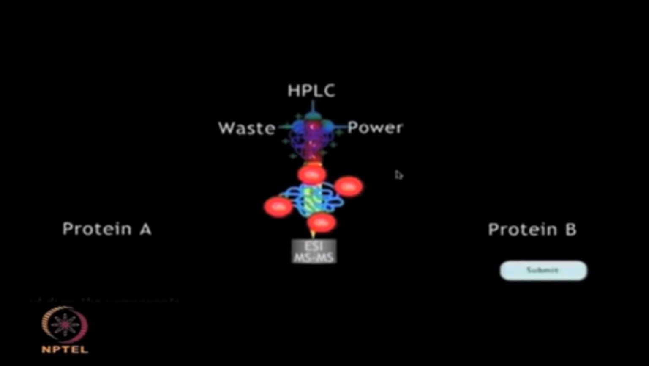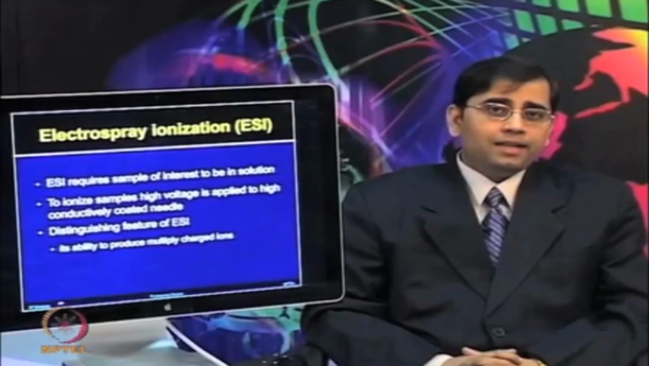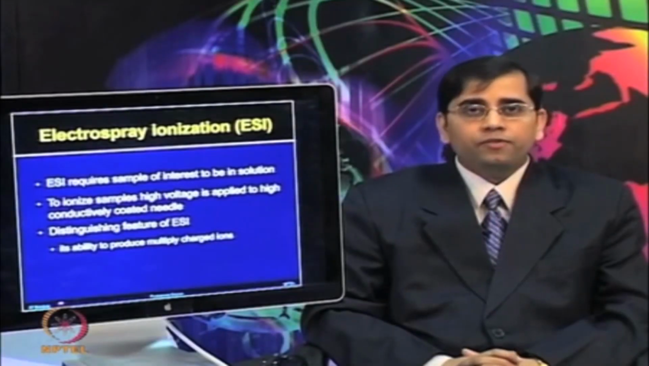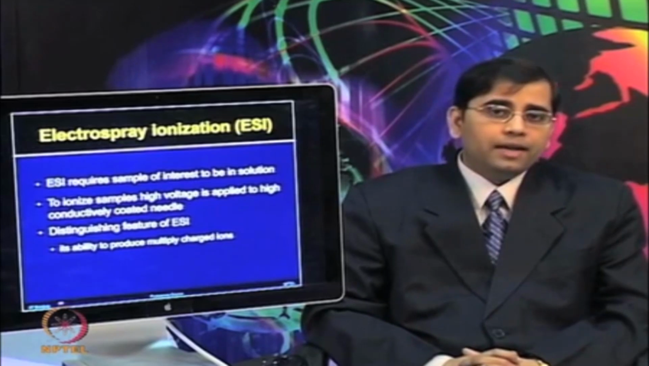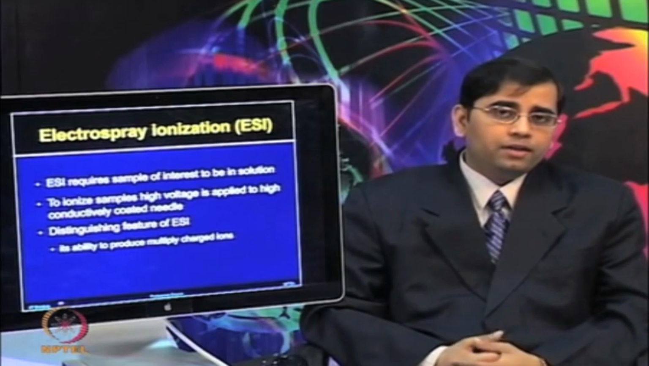The MUDPIT technique allows greater separation of peptides, which can directly be interfaced with the mass spectrometry ionization source. It also avoids band broadening, which is one of the drawbacks of many chromatographic methods. So, ESI requires the sample of interest to be in solution, and that is why we mentioned that we can use the inline separation along with the liquid chromatography.